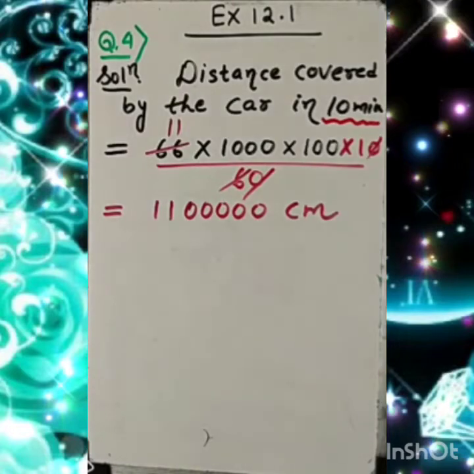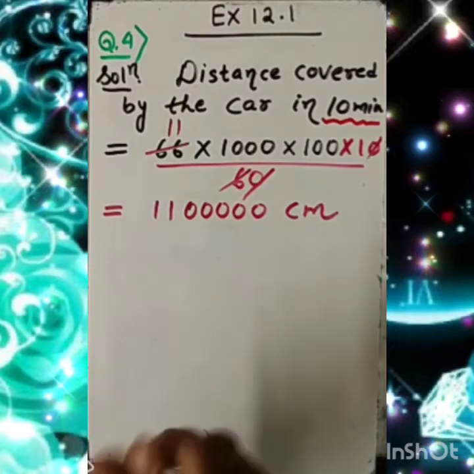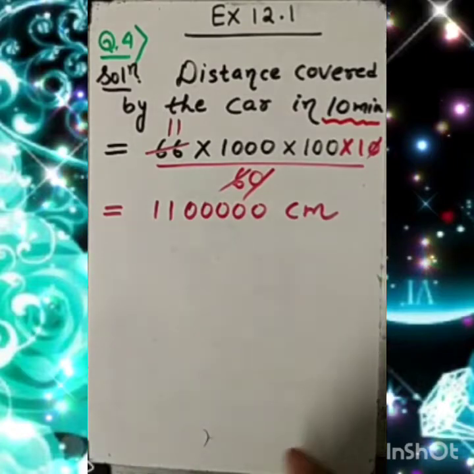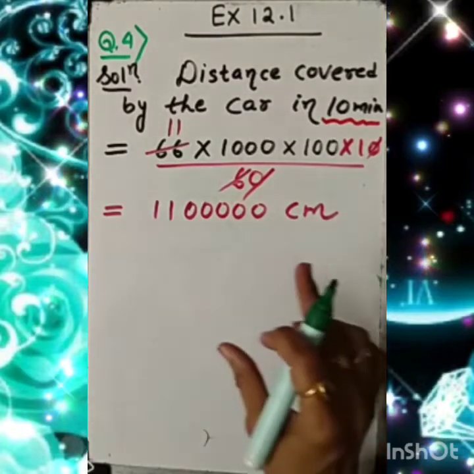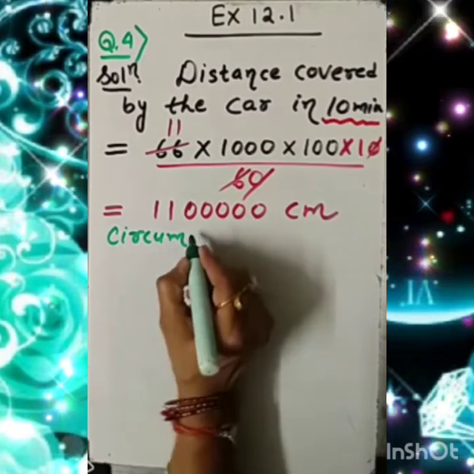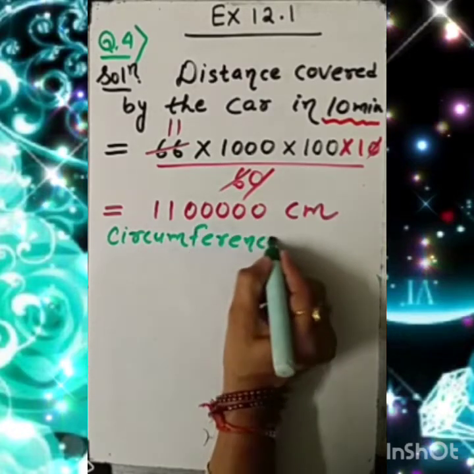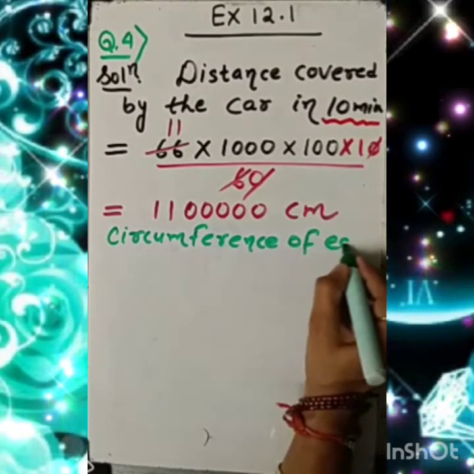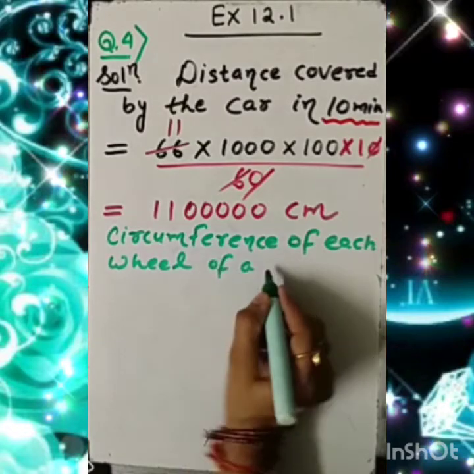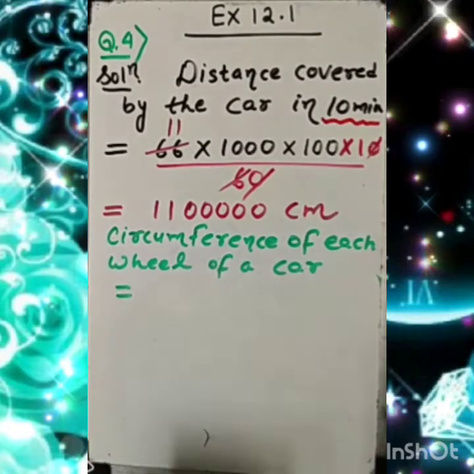Okay. Now let's focus on finding the circumference of a wheel. Because when the wheel starts rotating, you know very well it covers some part of the earth or road. So we need to write the second portion now: circumference of each wheel of a car. How many wheels are there? Four wheels are there, right? So here one wheel, circumference of each wheel of a car.